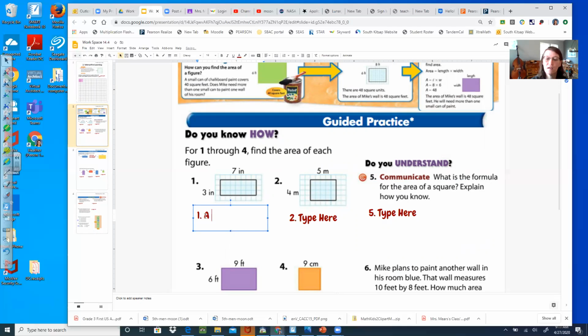A equals length times width. Now I need to come up here. My length is 7 inches. So enter. I don't know my area yet, haven't figured that out, equals, my length was 7, and my width is 3. So I need to put the 3 in. Now, 7 times 3 is, hopefully, you just went, oh, that's 21. So I can now say 21.